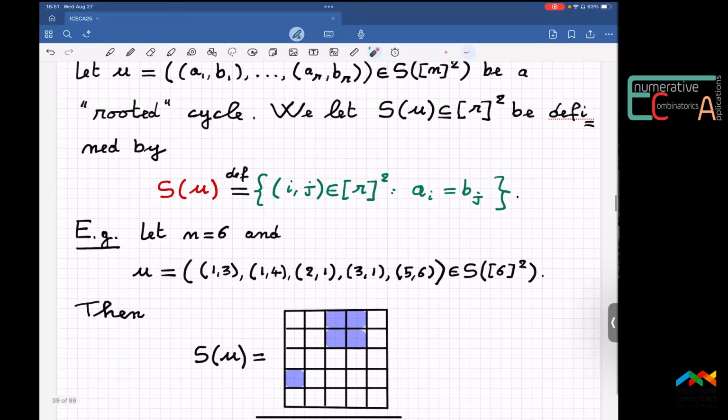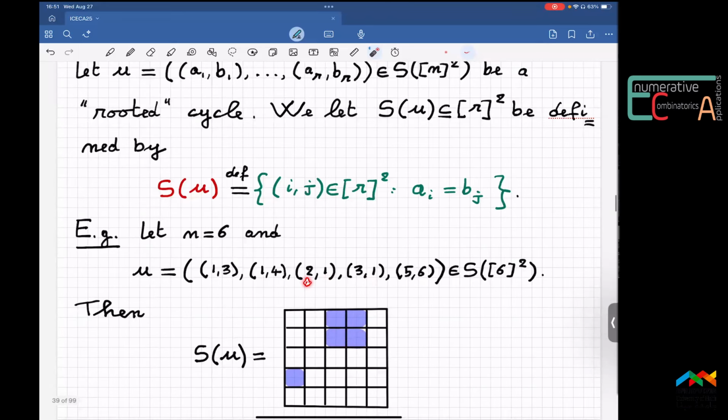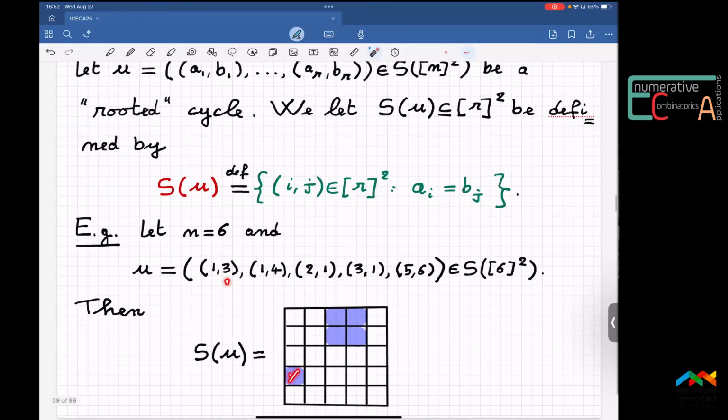So example, n equals 6, you take this 5-cycle. Well, a1 is equal to b3 and b4. Here they are. a2 is equal to b3 and b4. Here they are. a3 is not equal to any b_j, nothing there. a4 is equal to b1. Here we go.